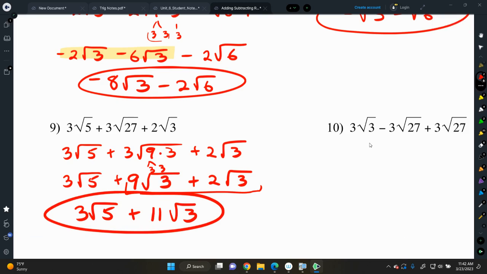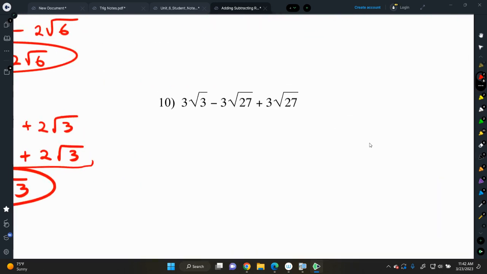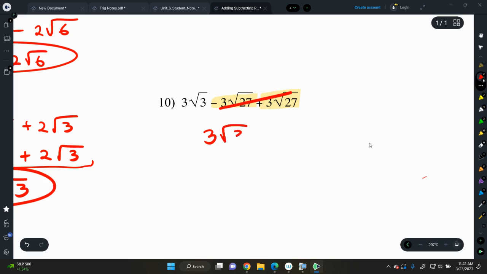All right, last one. Now, the last one, okay, I could simplify it, but I don't have to. Okay, it's not wrong if I simplify, but it's going to be more work because as soon as I looked at this, I noticed I have 3 of these √27s and the opposite. So I take 3 away and I add 3. If I have the same that are opposites, what does that equal? 0. So those are going to completely drop out of the whole equation, leaving me with 3 √3. So we didn't have to simplify that one.